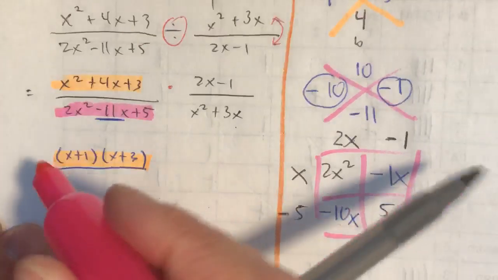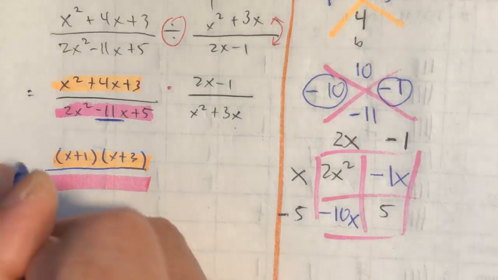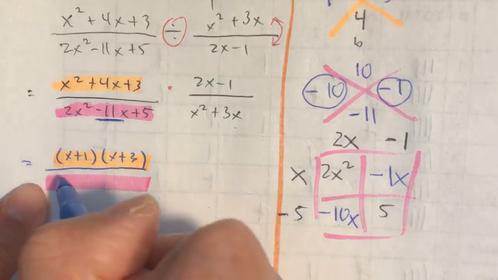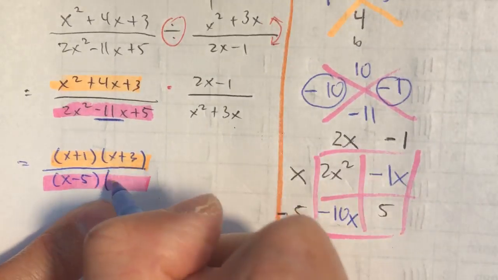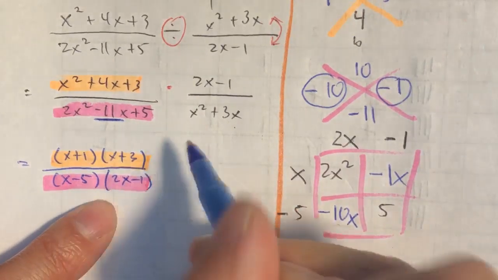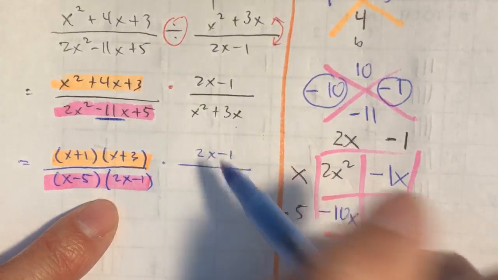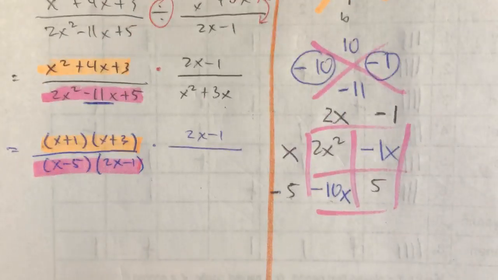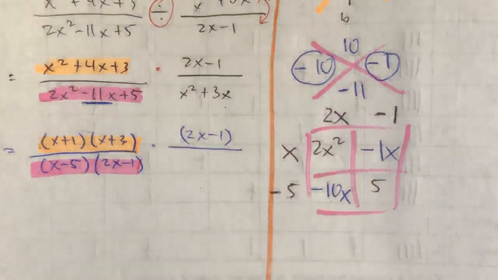So in pink, my answer is going to be x minus 5, 2x minus 1, multiplied by... Now, a big idea in simplifying rational expressions is you can put parentheses around these. No, it's not wrong. It's okay. Good thing to do.